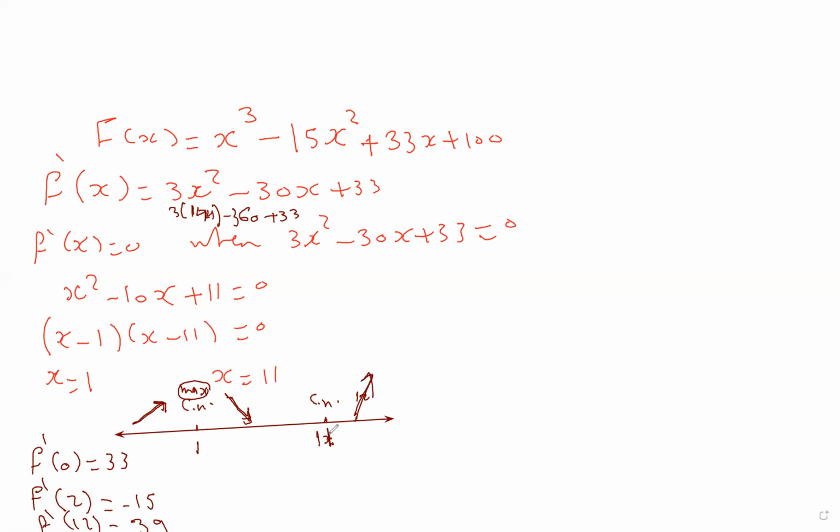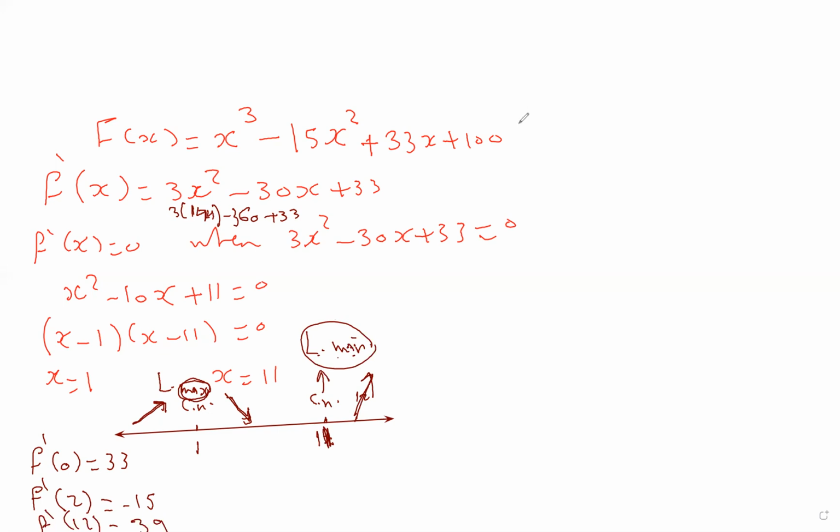Okay? So this point is a local minimum, because the function was decreasing and then increasing. Increase then decrease, the point is a local maximum. Decrease, then increase, the point is a local minimum. Okay? We can use these points to graph or sketch the graph.